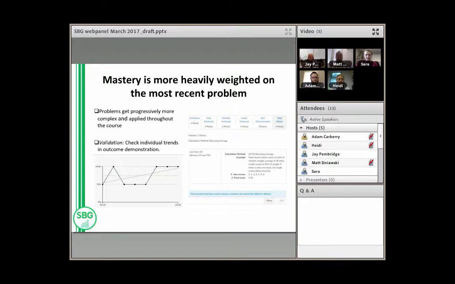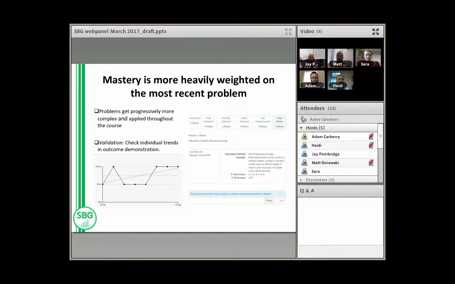So what I've begun using within Canvas is this 65-35 decaying average, which means that the most recent demonstration of that outcome is 65% of that grade, and then all of the others is a cumulative average across that for that last 35%. So Canvas, and I'll talk about this in the next question, has a very specific set of ways that they calculate and integrate the outcomes within there. This was just the best one that I could get to.